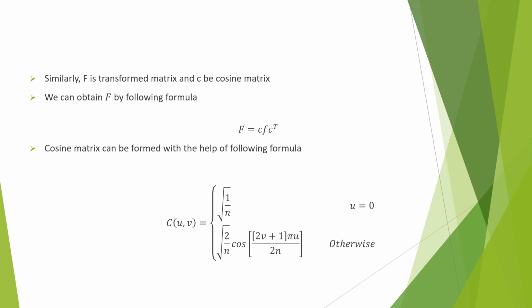Next, similarly, capital F is the transformed matrix and C is the cosine matrix. We can obtain capital F by the following formula: F equals the cosine matrix times small f times the cosine matrix transpose, that is, F equals C f C transpose. The cosine matrix can be formed with the help of the following formula: C of u comma v is equal to root over 1 by n if u is equal to 0, otherwise root over 2 by n cos of (2v plus 1) pi u by 2n. This is the condition for the cosine matrix.